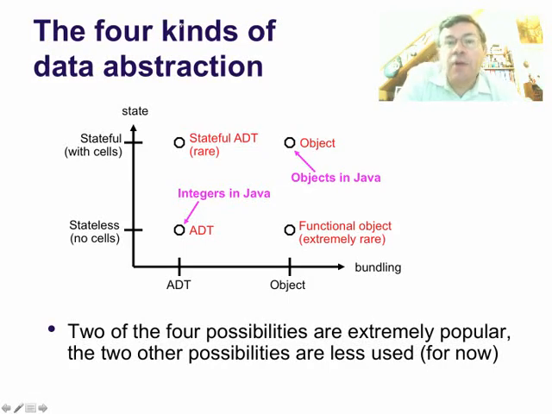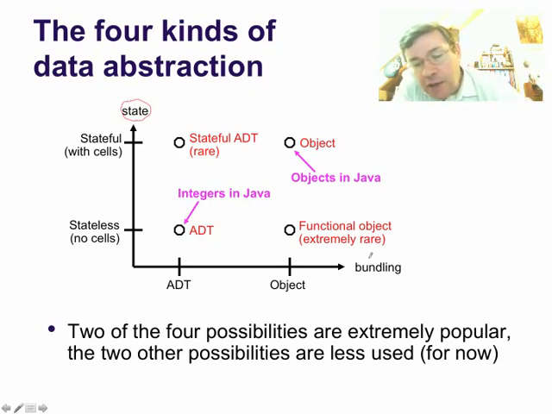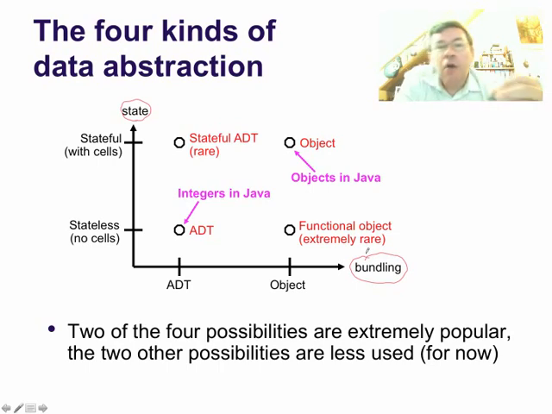To wrap up this lesson on data abstraction, let me show you the 4 kinds of data abstraction. It's along 2 axes. We have the state axis, whether or not the abstraction uses cells or not, and another axis which I call bundling, whether or not the abstraction combines values and operations together, like in objects, or keeps them separate, like in abstract data types. So this gives 4 possible ways of doing data abstraction in all.